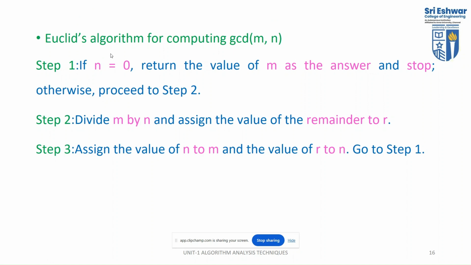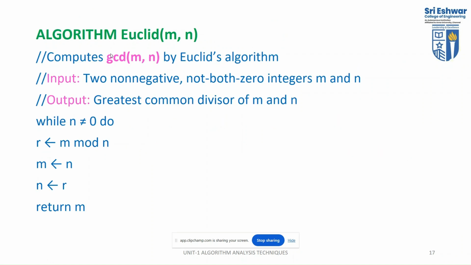Step 2: divide m by n and assign the value of the remainder to r. Step 3: assign the value of n to m and the value of r to n. Finally, go to step 1. So this is the algorithm.